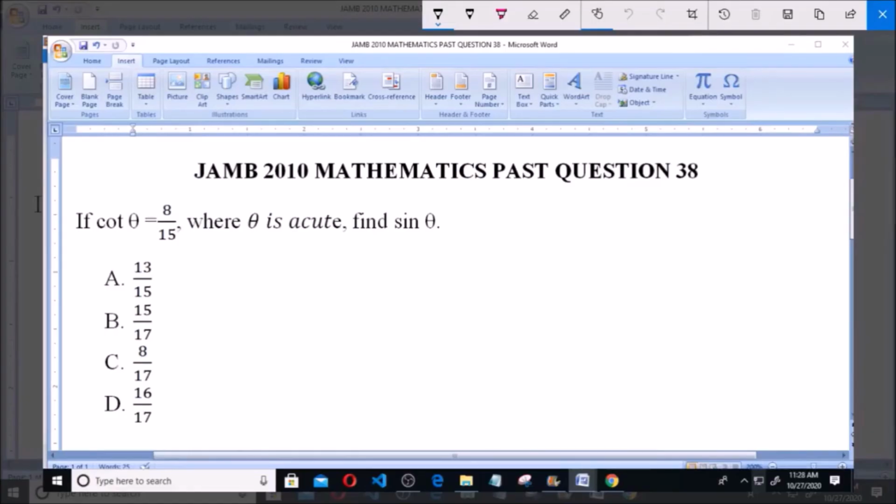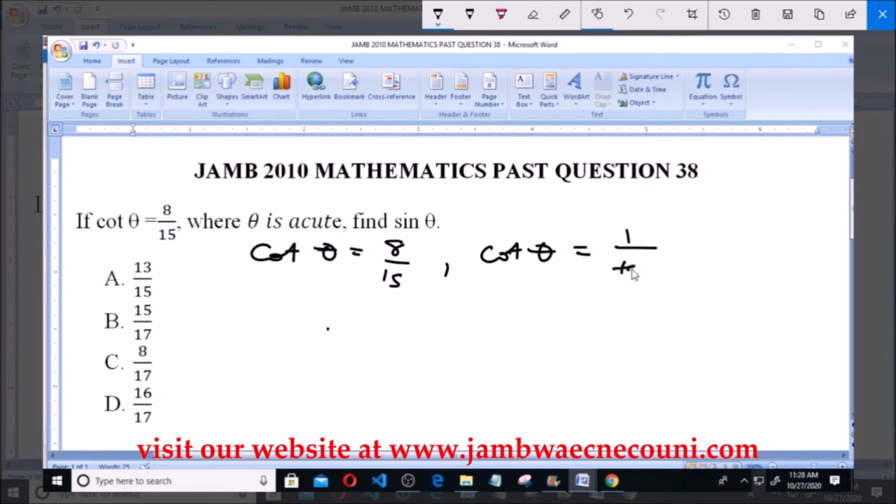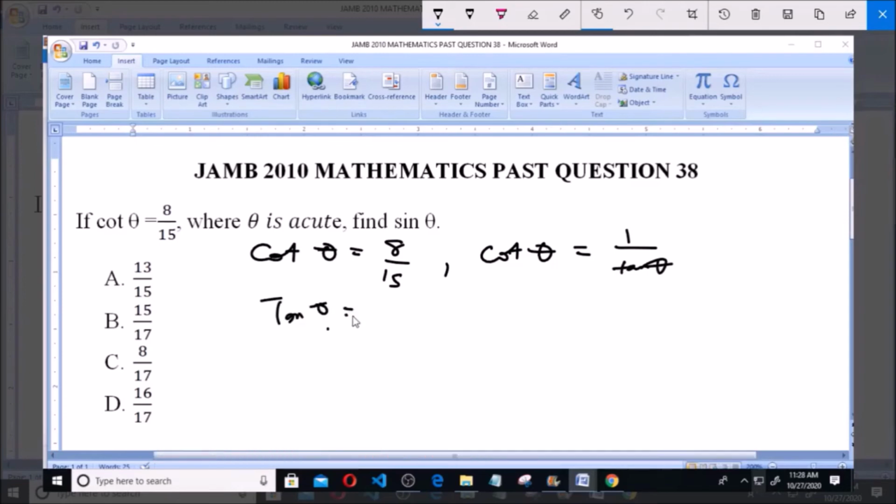I will be answering JAMB 2010 Mathematics Past Question 38. If cot theta is equal to 8 over 15, where theta is acute, find sin theta. Now, cot theta is equal to 8 over 15, and it is known that cot theta simply means 1 all over tan theta. So if cot theta is 8 over 15, that means tan theta is equal to 15 over 8.